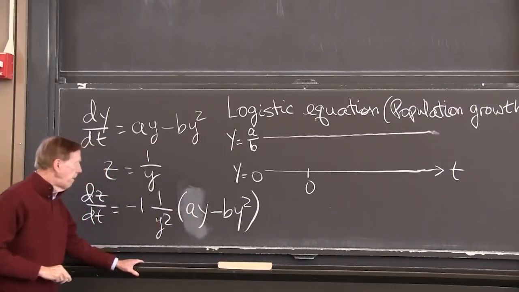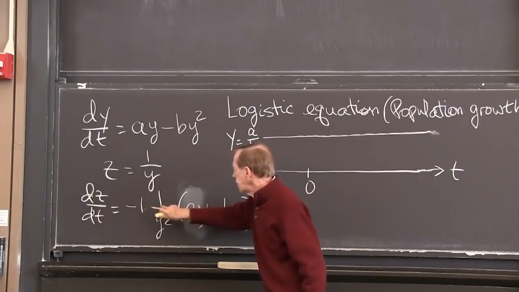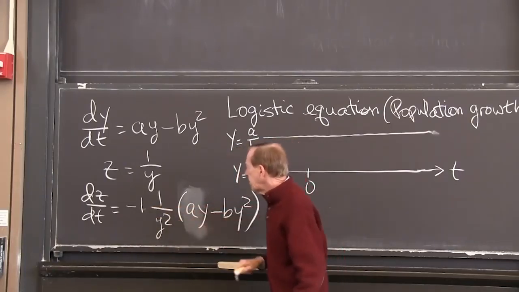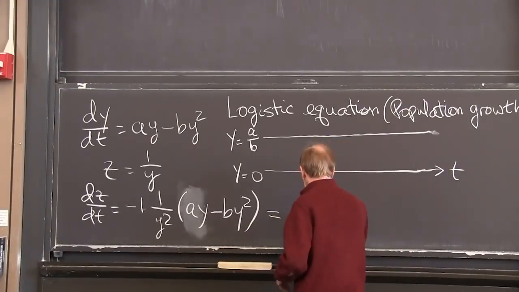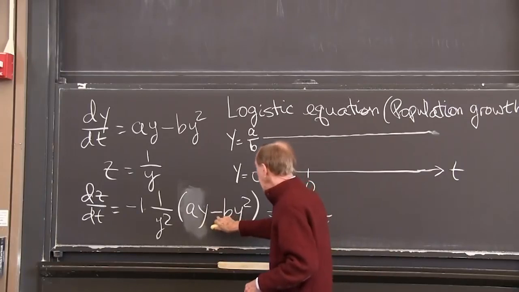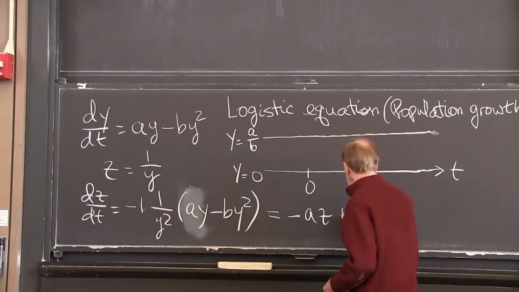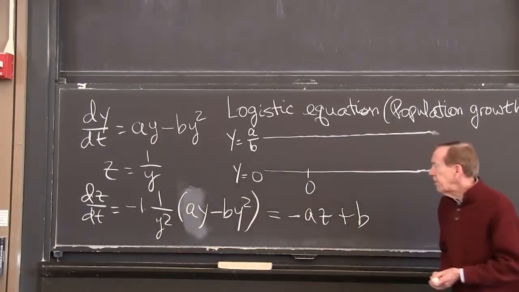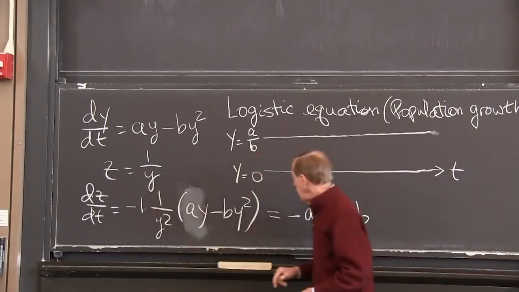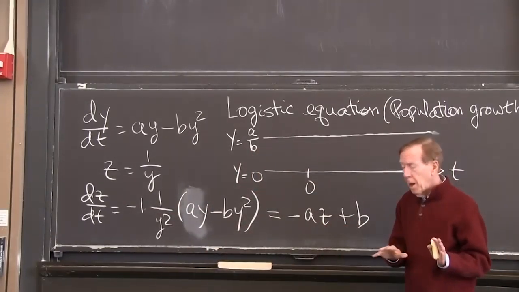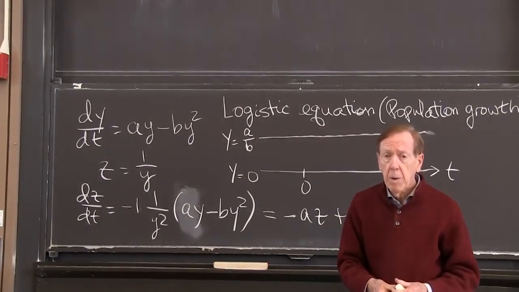And what do I have? I've got a with a minus, a y over y squared. That will be z. So that's minus az. Minus minus giving me a plus b. y squared over y squared is just a constant. Look at the equation for z now. Couldn't be better. dz dt is minus az and plus a constant.